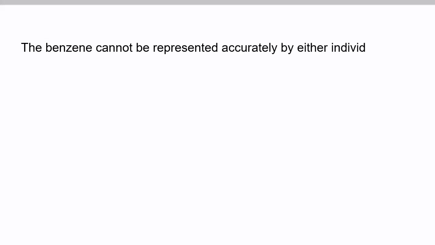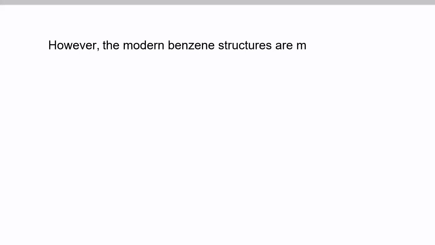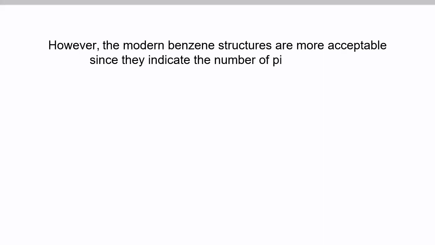Now, benzene cannot be represented accurately by either of these individual chemical structures. So the structure is somewhere between the two extremes. However, the modern benzene structures are more acceptable since they indicate the number of pi electrons.